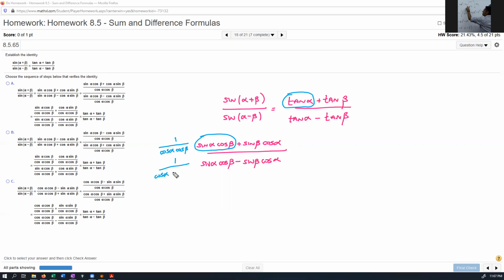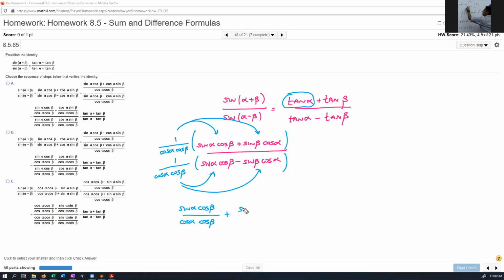Now, whatever I do on the top, I have to do on the bottom. I'm going to do this and hope it works. It should. Let's see. Multiply top by this and the bottom by this. So it's going to distribute here and here and then here and here. Okay, so when I go from here to here, I'll write this all out. We'll have sine alpha cosine beta over cosine alpha cosine beta, and then plus, when I go from here to here, I'll have on top sine beta cosine alpha over cosine alpha cosine beta.